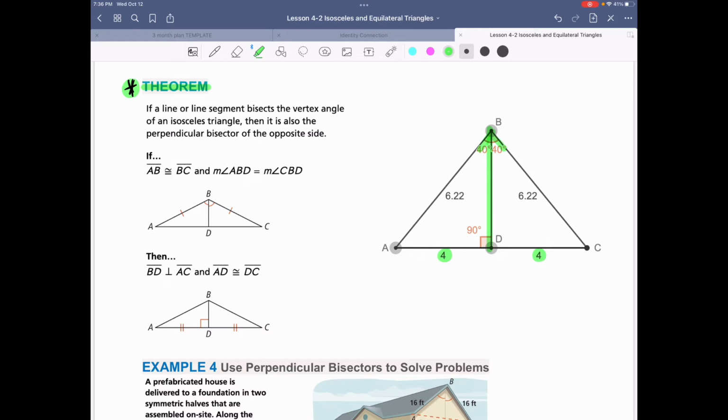If AB is congruent to BC, right? So if these sides are congruent, then it's isosceles. And the measures of ABD, that's this angle, and CBD, this angle, are equal, then BD bisects AC and BD. And AD is congruent to DC.